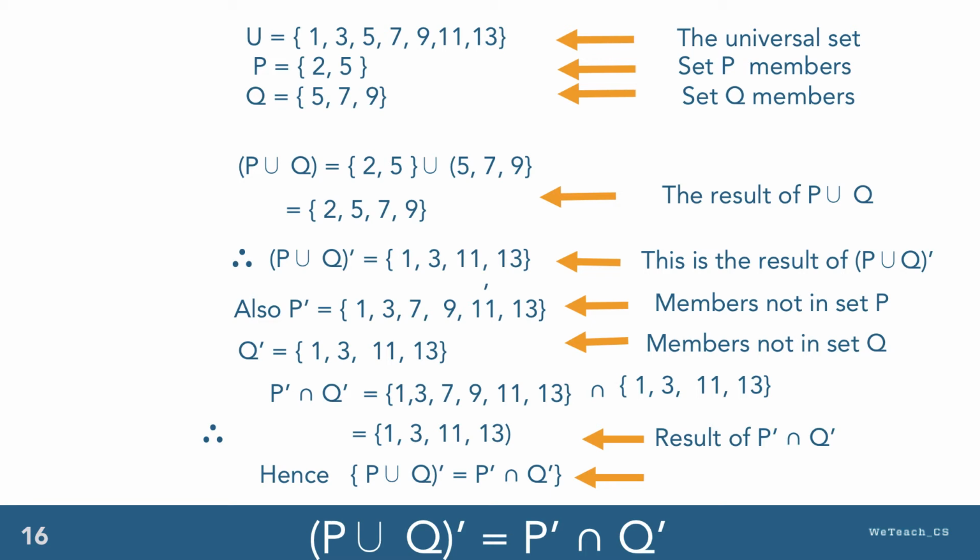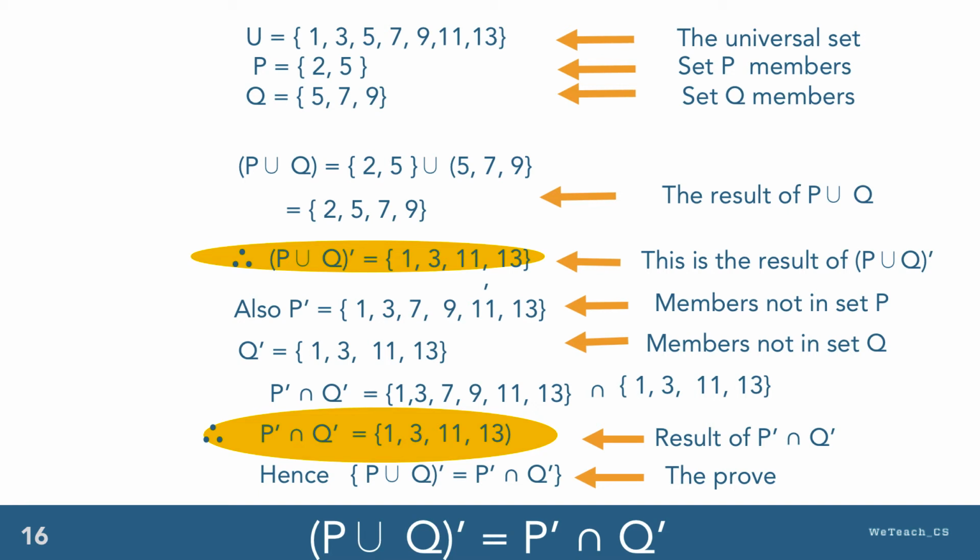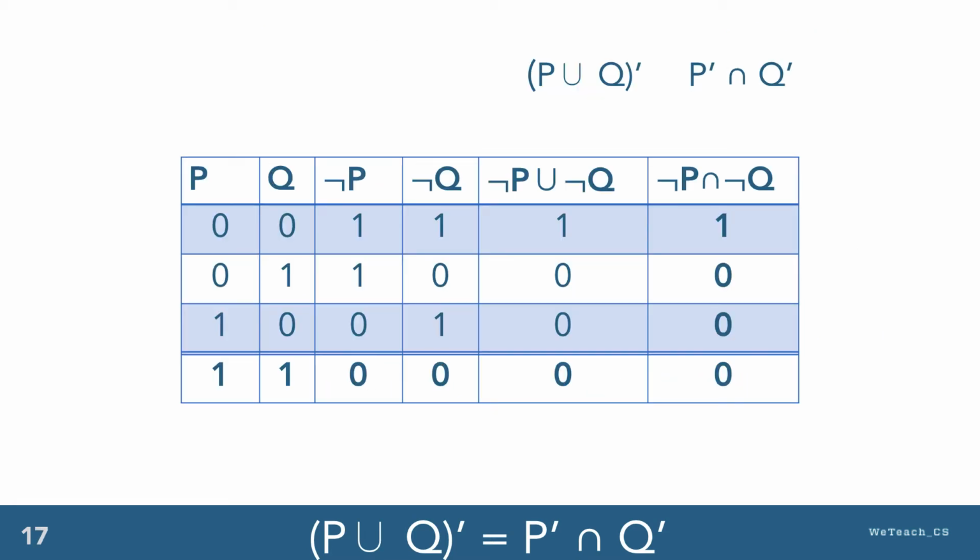Hence, P union Q enclosed in brackets and negated is the same as P negated intersection Q negated. Hence, we have proved that the first De Morgan law is true. We can also display the De Morgan law using a truth table, as we can see here. Notice that the last two columns are the same, proving that P union Q negated is the same as P negated intersection Q negated.